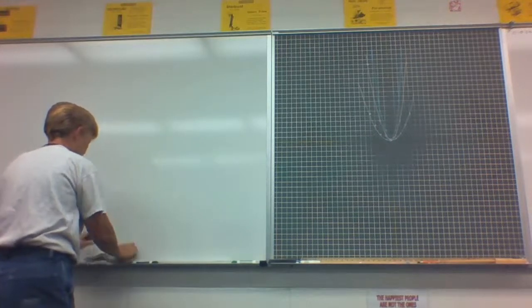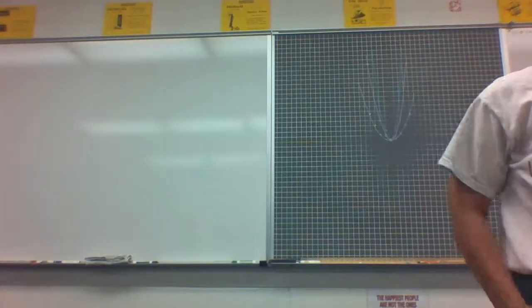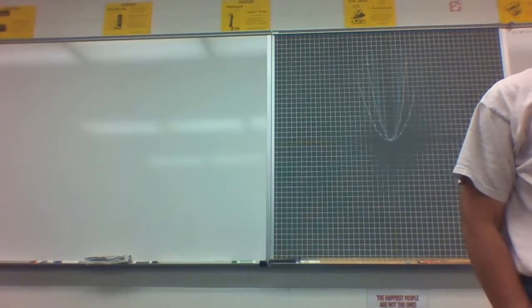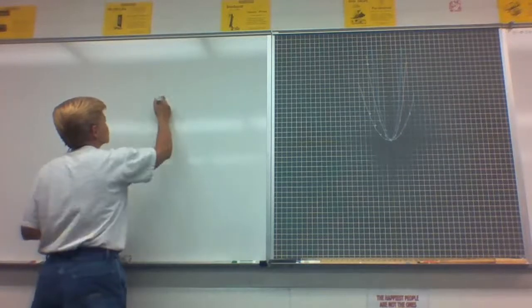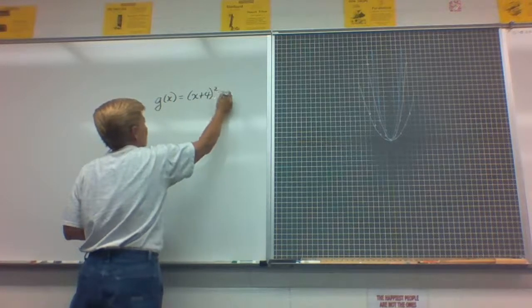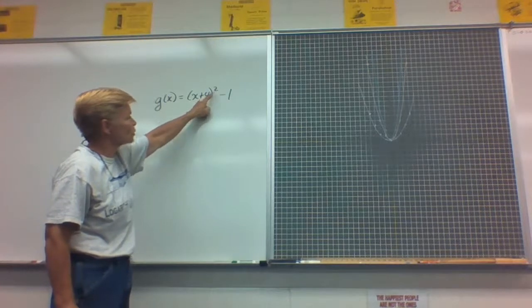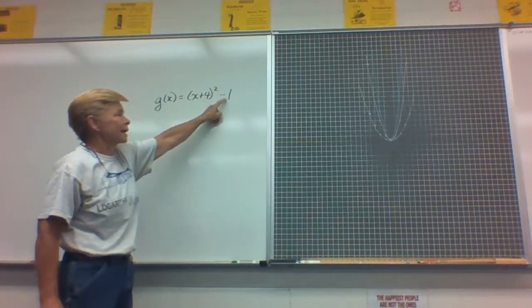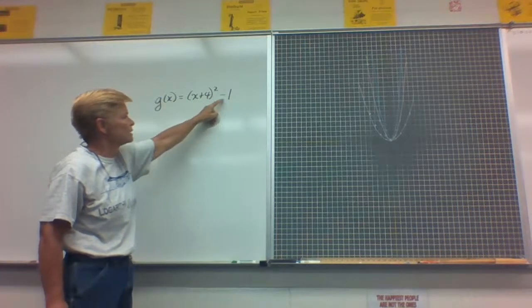Okay. So the very first instruction in example 1 says, describe the transformations of f of x equals x squared, the parent function. So describe transformations of the parent represented by g equals (x plus 4) squared minus 1. Two things are happening because I've added a number on the inside of the function before the squaring, and I've actually subtracted a number on the outside after the squaring. So this is going to move it right and left, and this is going to move it up and down.